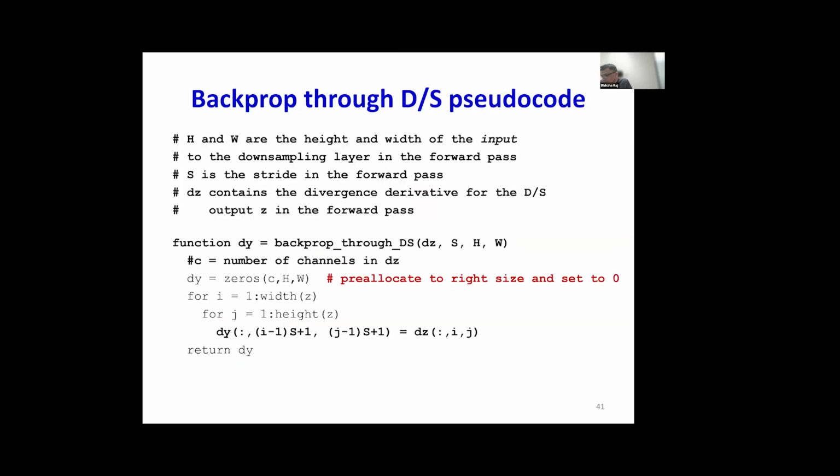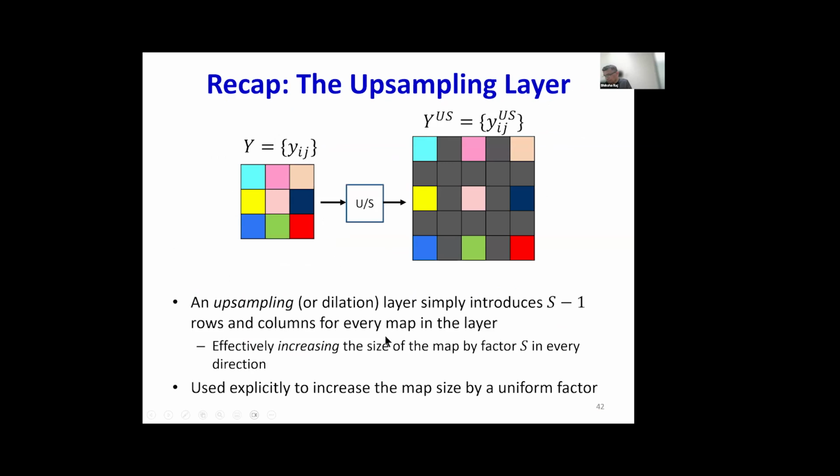Now, if I write code for it, basically I allocate some map, a derivative map, the size of the input, and then copy the appropriate elements over. Now, what about upsampling? What did we do in upsampling?